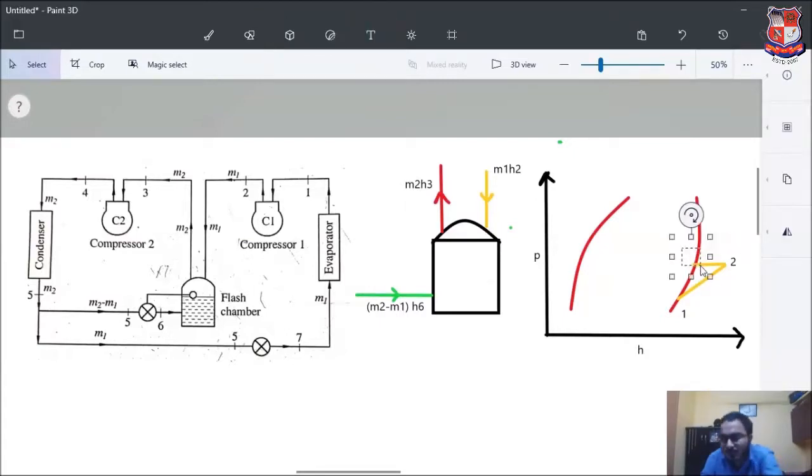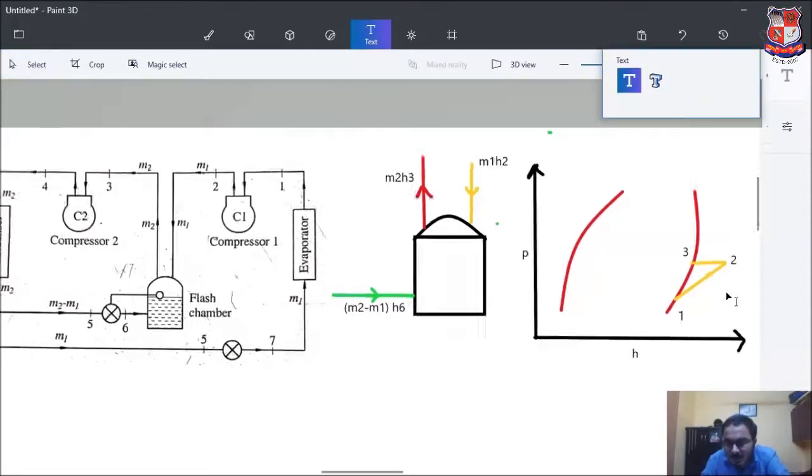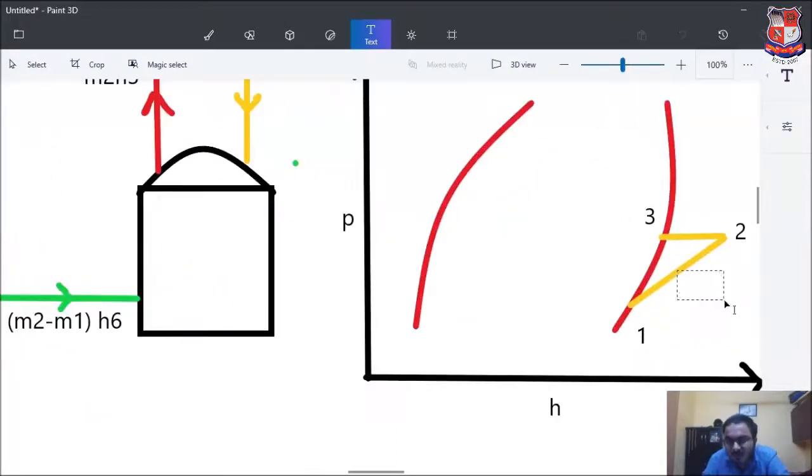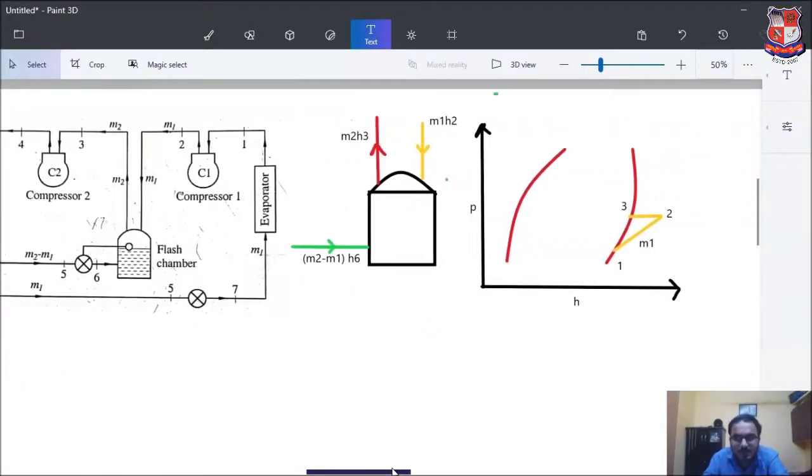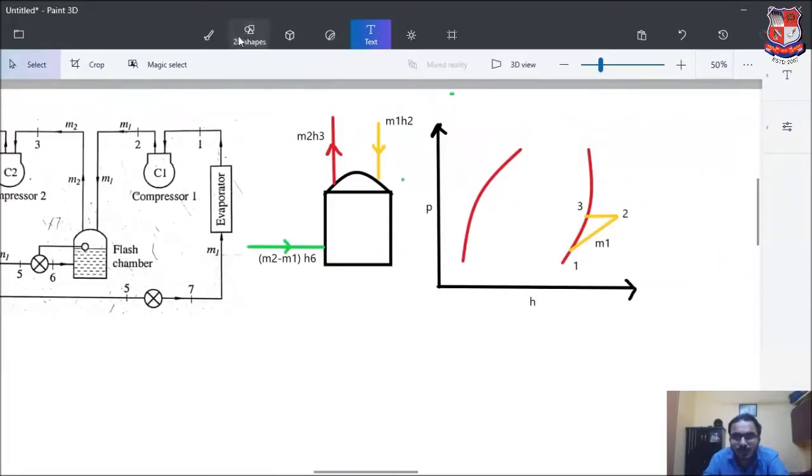This will be our point number 3. One more thing which you need to take care here is, on this curved line, this inclined line here, M1 is acting. And now as it is ready to get into the secondary compressor, the mass has changed, that will be M2. So let's draw it.